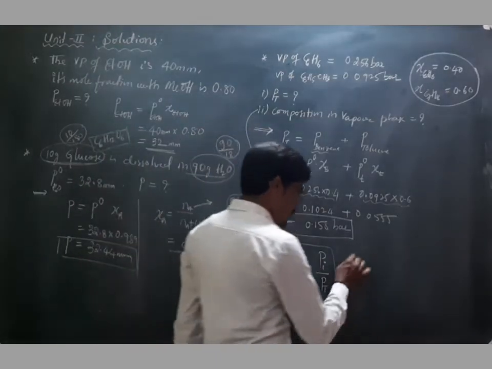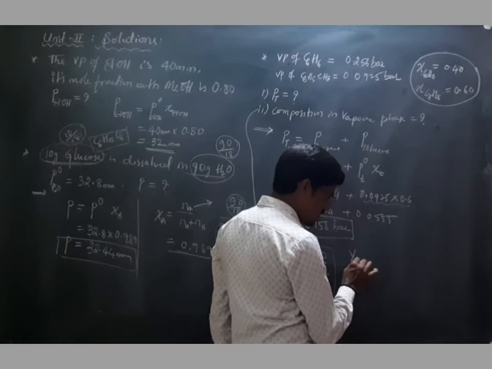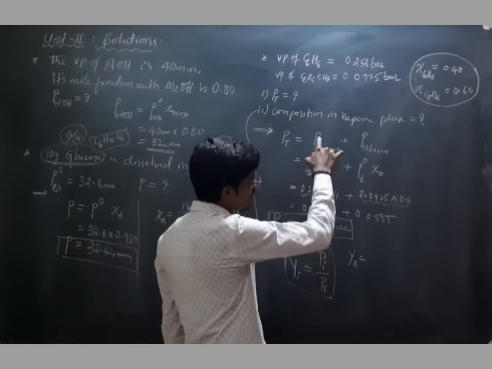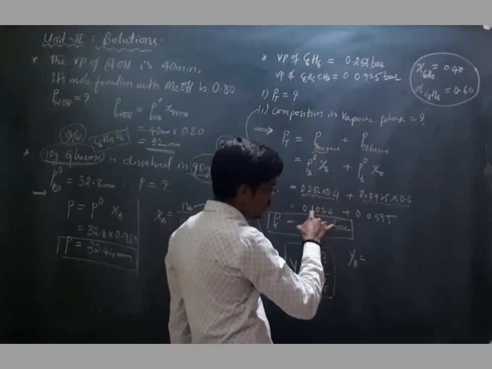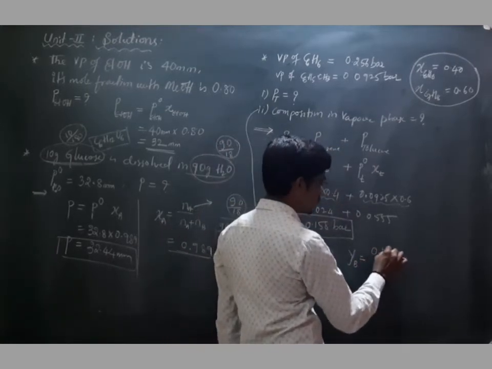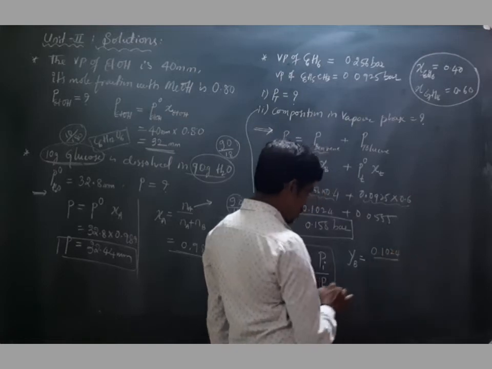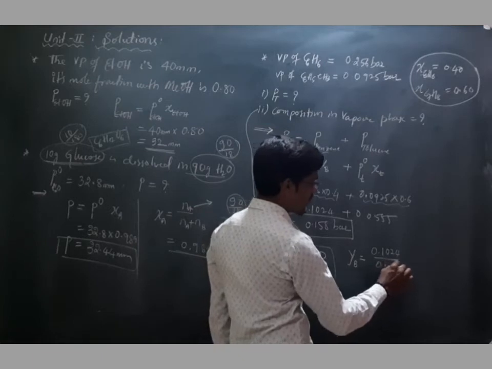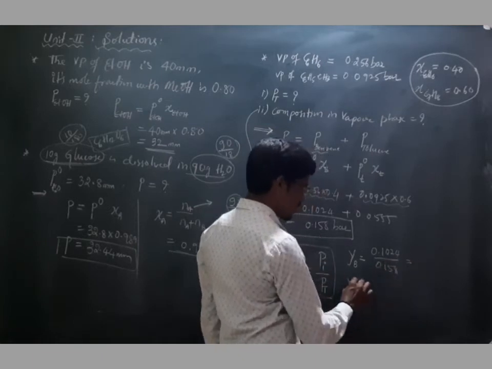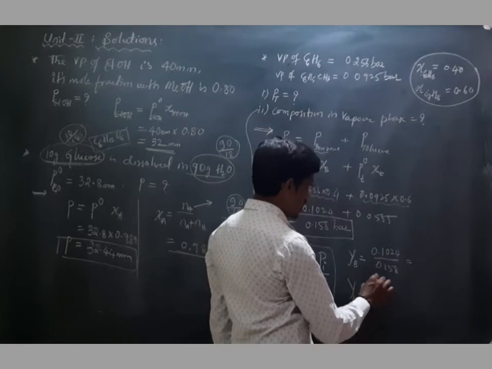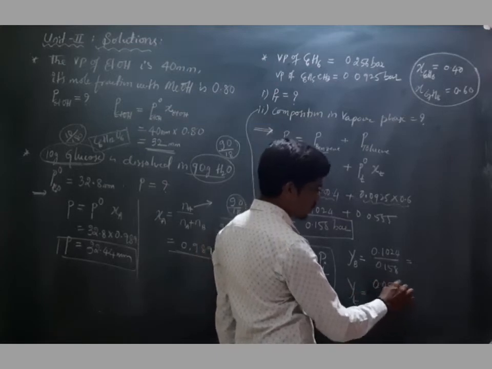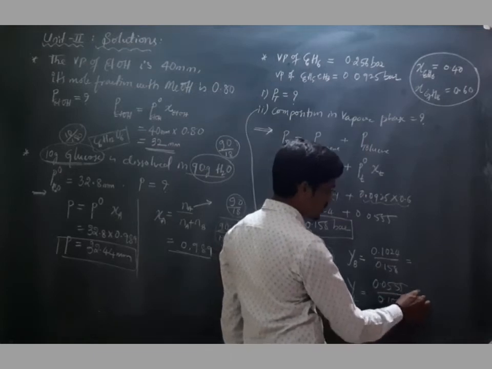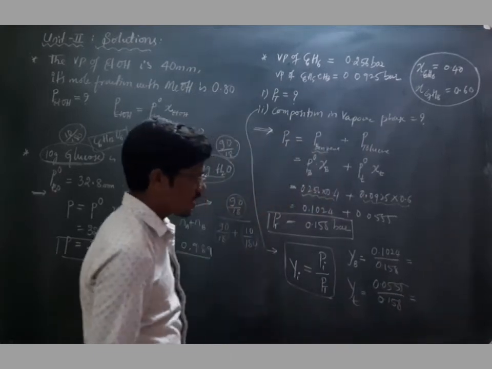So here the mole fraction of benzene in the vapor phase is given by the partial pressure of benzene, 0.1024, divided by the total vapor pressure. The total vapor pressure is equal to 0.158. This is the answer. Whereas for toluene, its value is 0.0555 divided by 0.158. So simplify and write the answer.